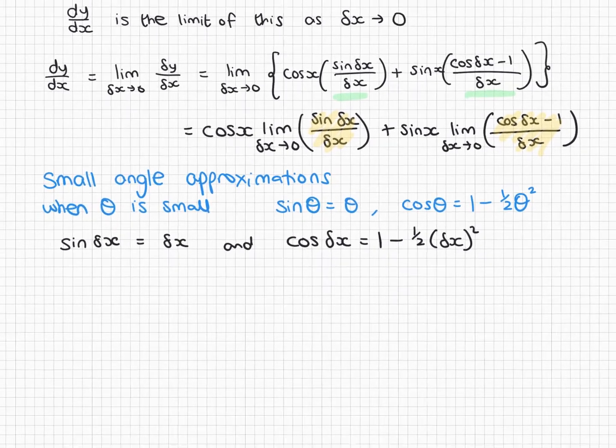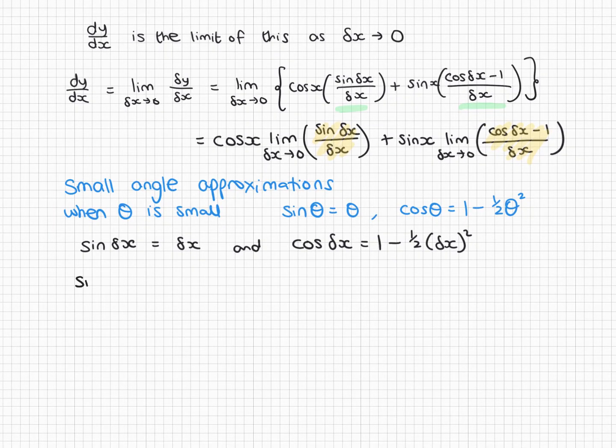So if we know that, then for sine of delta x over delta x, the top line just goes to delta x from above, and delta x over delta x is 1. And then for this one, cos of delta x minus 1 over delta x, if we put that into our brackets, that's just going to go to minus a half of delta x.